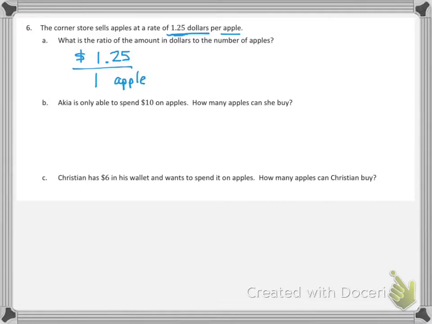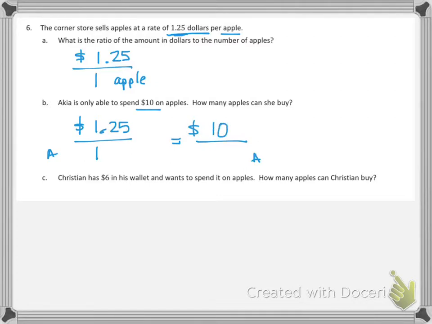That's our unit rate. Akia is only able to spend $10 on apples. How many apples can she buy? Well, I'm going to use my original rate, $1.25 per apple. So this is 1.25 for every 1 apple. I'm going to put that over here. And that's going to be equal to the same comparison, dollars to apples. And I know that Akia is only able to spend $10, so I'm going to put 10 there.